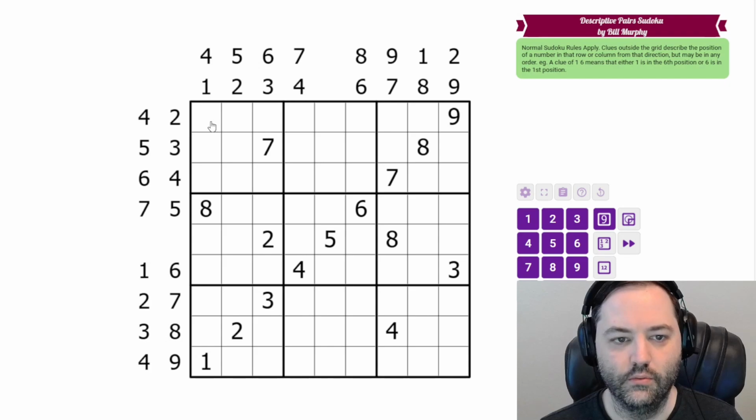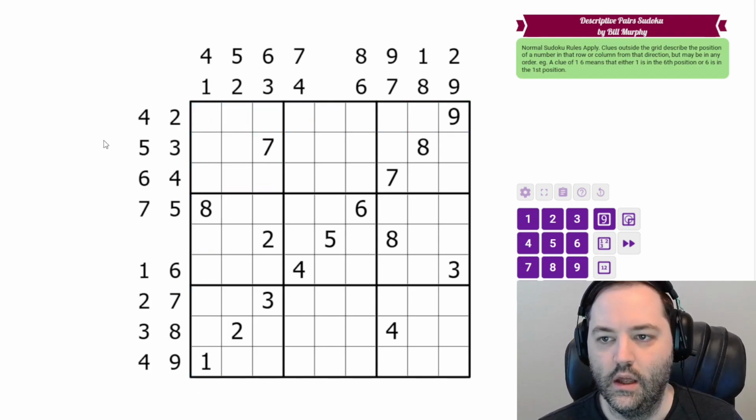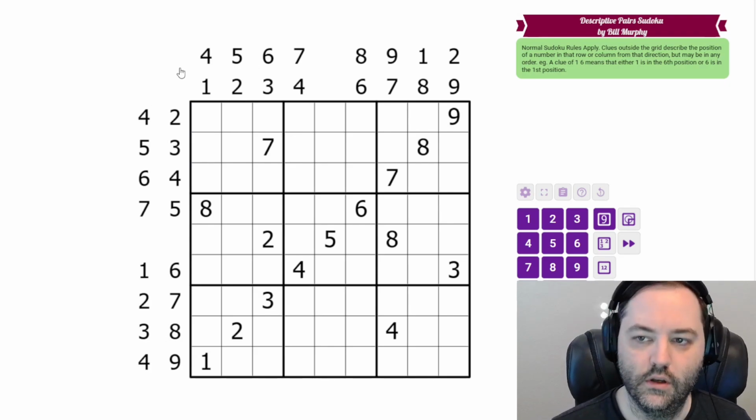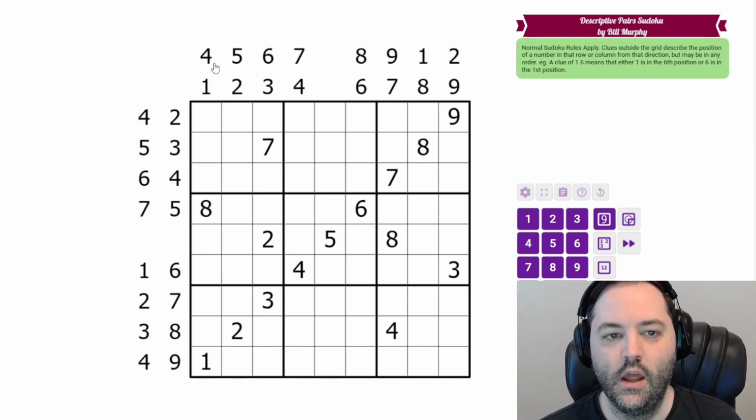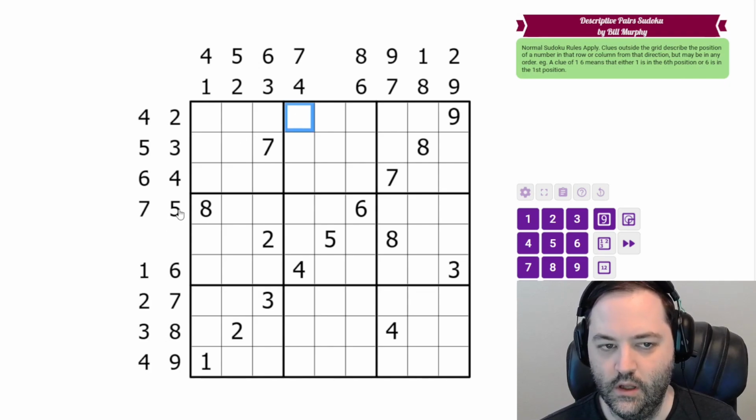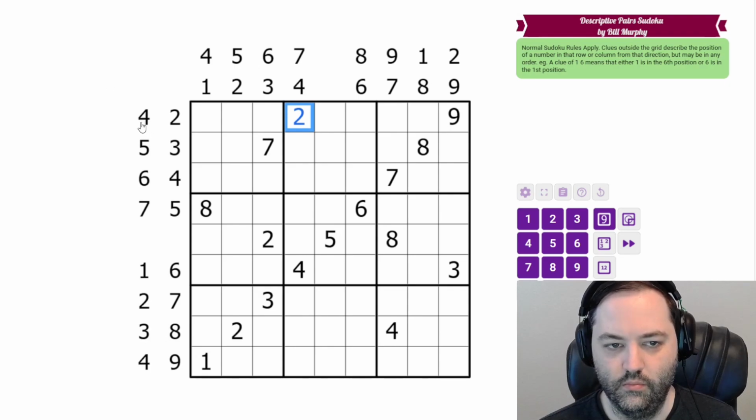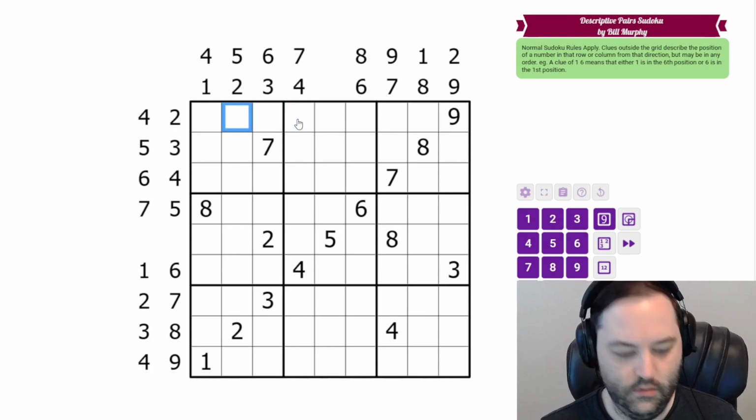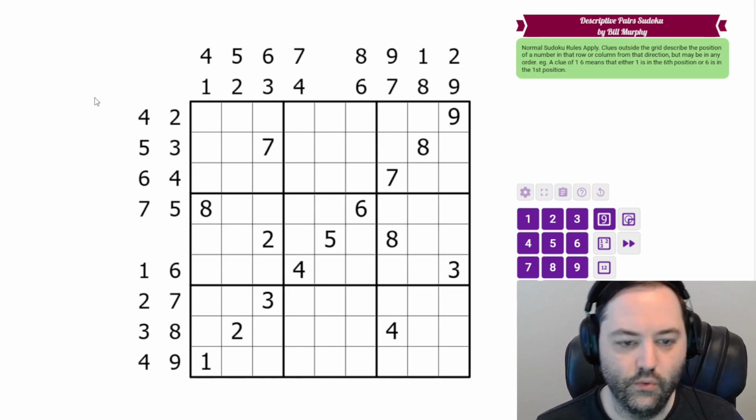So we have normal Sudoku rules as usual, 1 to 9 in each row, column, and box. Additionally, we have clues outside the grid, and each clue is a pair of numbers. One of those numbers is a position within the row or column. So this 4 could be the 4th position. The other number is the digit that goes in that position. So this could be satisfied with a 2 in the 4th position or with a 4 in the 2nd position. And those are the rules.